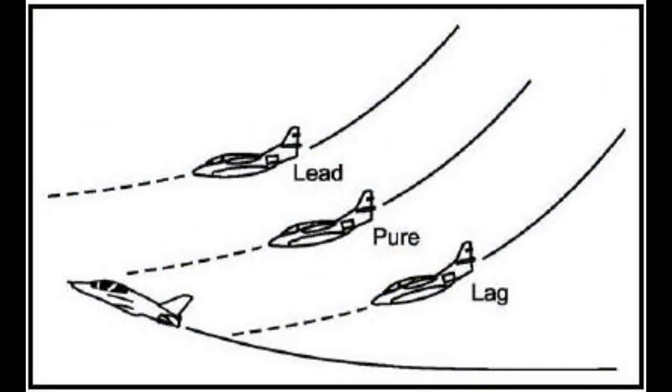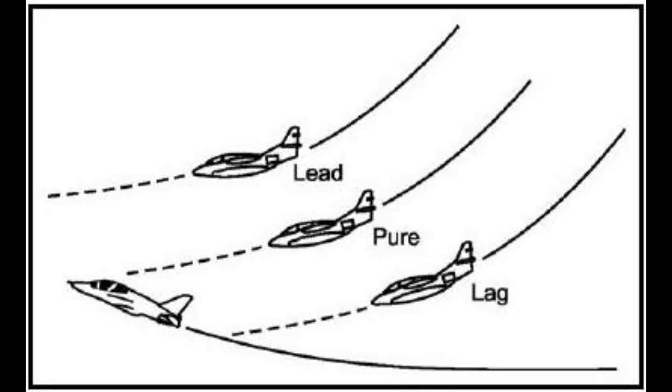As you can see, there are three different types of pursuits: lead pursuit, pure pursuit, and lag pursuit. Each one of them defines a lot of things, starting from what your closure rate to the enemy is going to be, what your angle towards him will be when you are in gun's range, and how fast or how slow you close onto him.